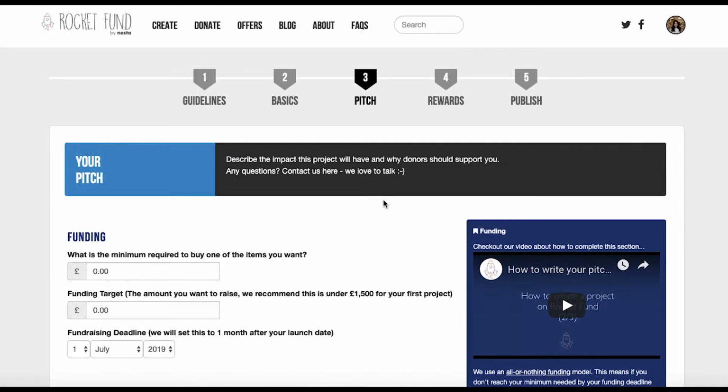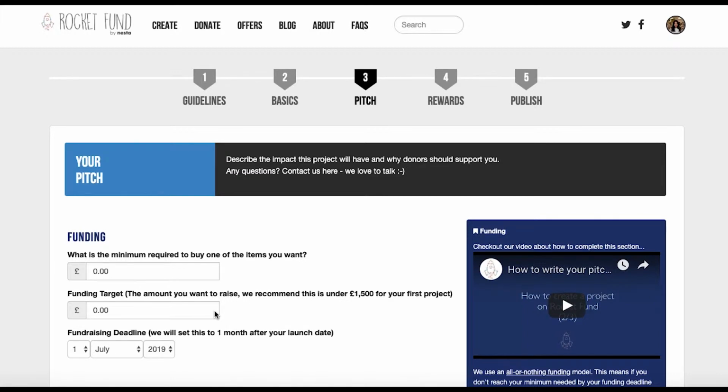Now it's time for step 3, the pitch, starting with funding. Type the total amount of money you would like to raise in the second box. This is your funding target. For example, if you'd like to buy a set of 8 VR headsets at the cost of £2,000, you would type £2,000 in this box.